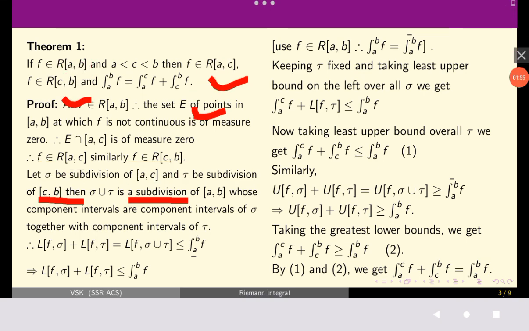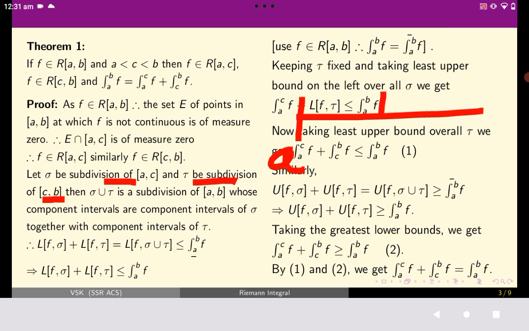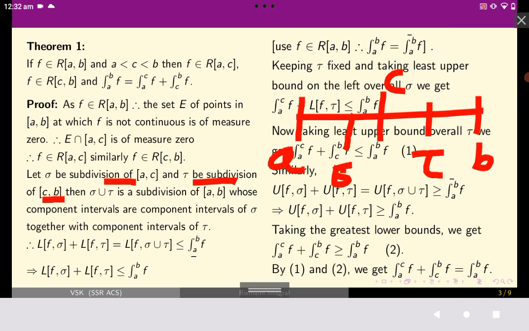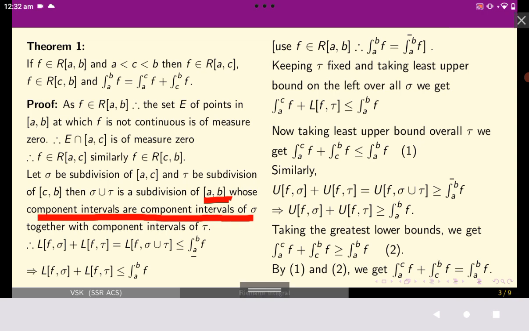Now let us see the next part. For that, let sigma be any subdivision of [a, c] and tau be any subdivision of [c, b]. So we are taking a and c, and for this we take the subdivision sigma, and for c and b, we take the subdivision tau. Then sigma union tau will be a subdivision of [a, b], that is very clear, whose component intervals are the component intervals of sigma together with the component intervals of tau.